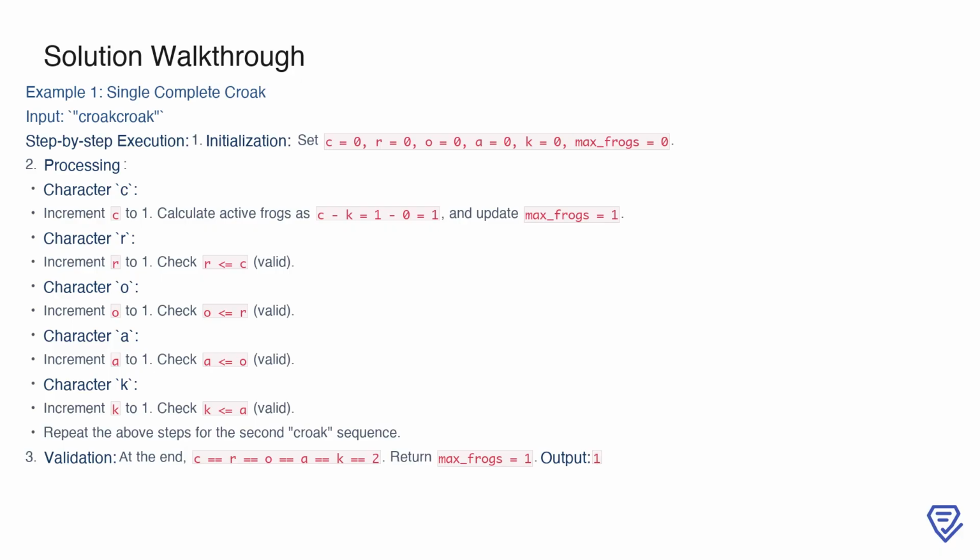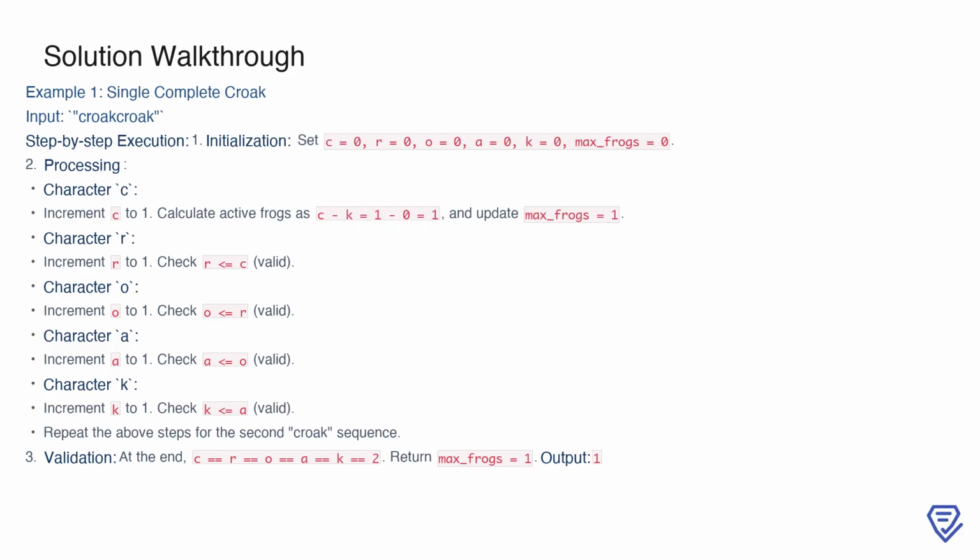valid. We then proceed to O, incrementing its counter and confirming it does not exceed R. Similarly, for A, we increment its counter and check that it is less than or equal to O. Finally, we handle K, incrementing its counter and ensuring it does not surpass A. This completes one valid croak sequence.